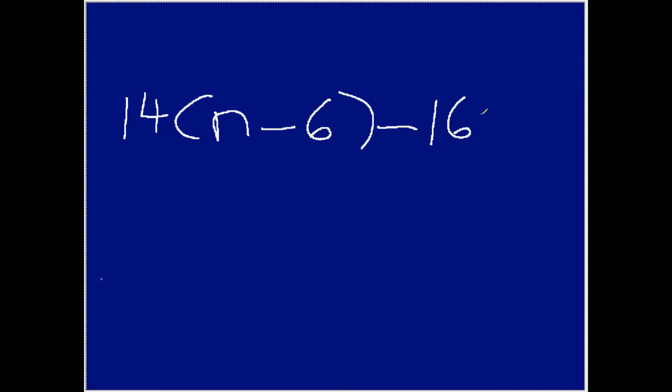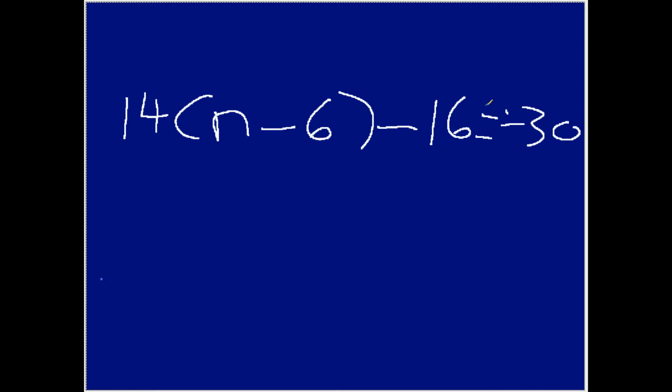So our equation for this particular example is going to be 14, and then inside parentheses we're going to have our variable n minus 6. We're going to close up parentheses, and then we're going to put minus 16, and then equals negative 30. So this is our equation here: 14(n minus 6) minus 16 equals negative 30.